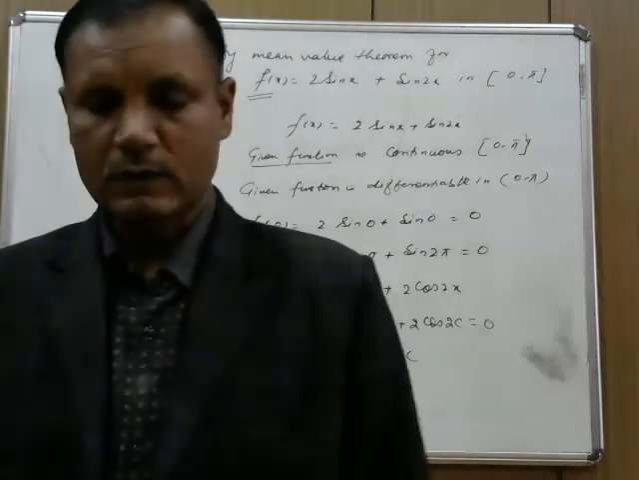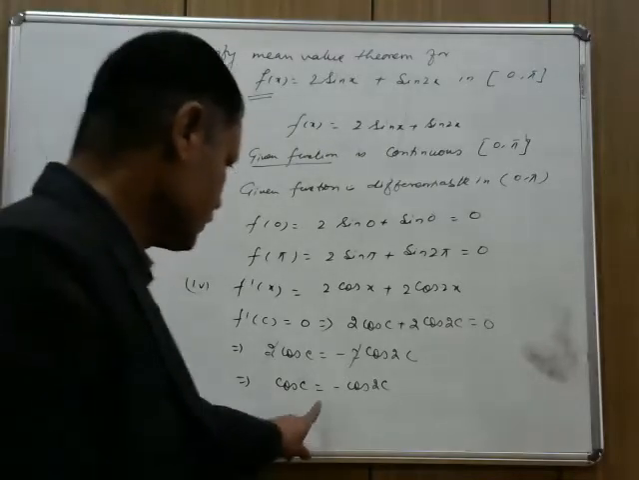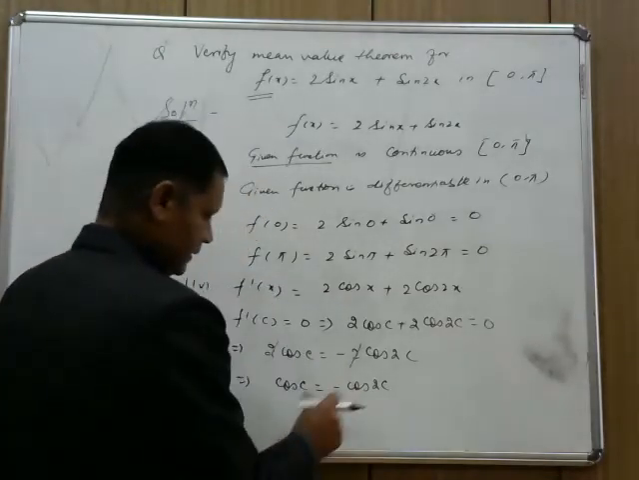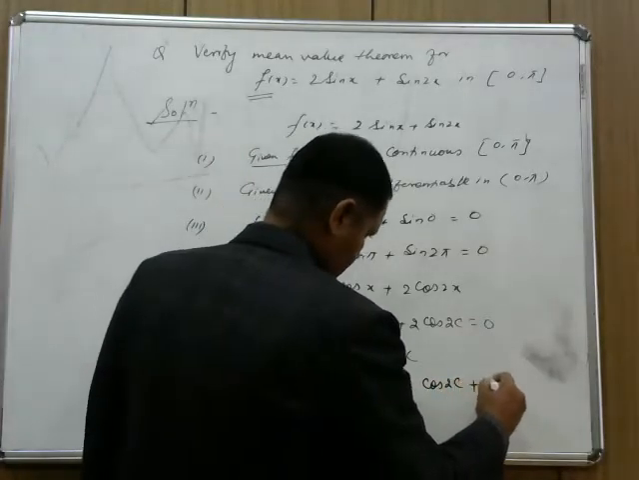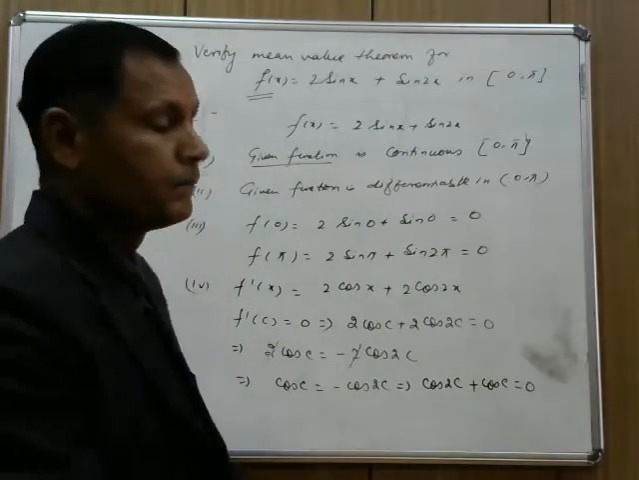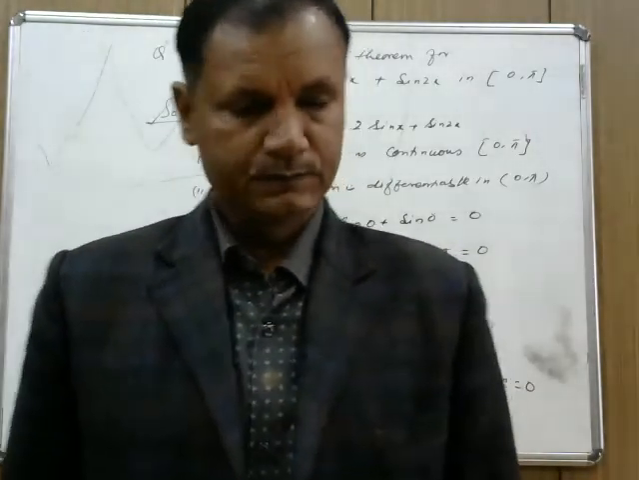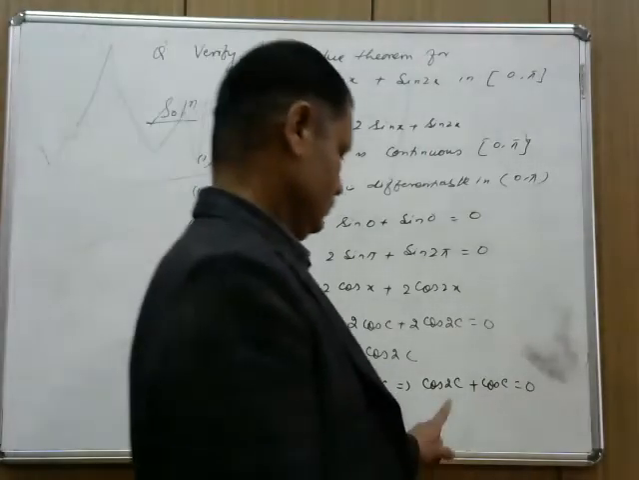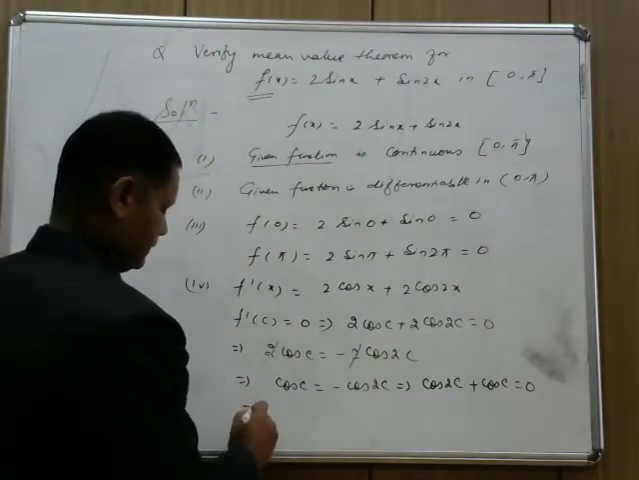Isn't it? Cos c is equal to minus cos 2c. Or I can write now cos 2c plus cos c equal to 0. And I have to find the value of c. Now what to do? Come on. Cos 2c plus cos c equal to 0, and I have to find the value of c. What we can do now? See, can we write cos 2c in terms of cos c? 2 cos square c minus 1. This can I write now.